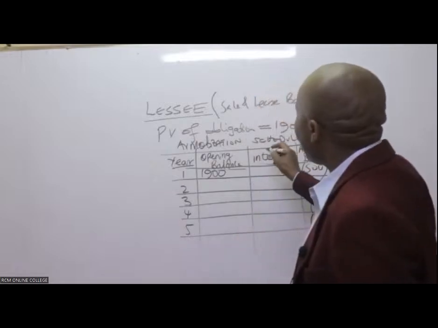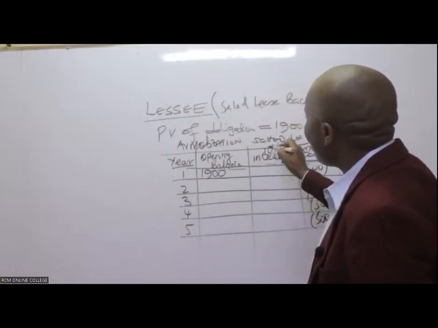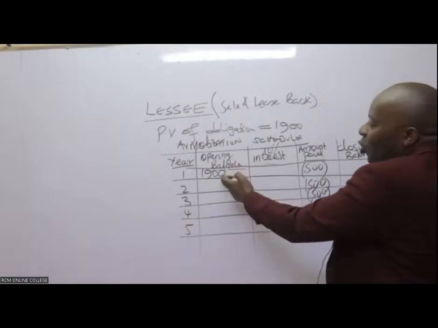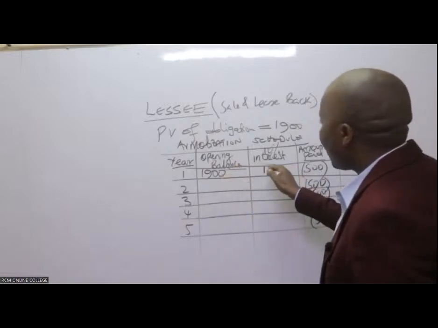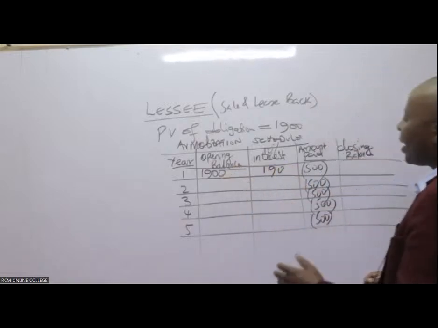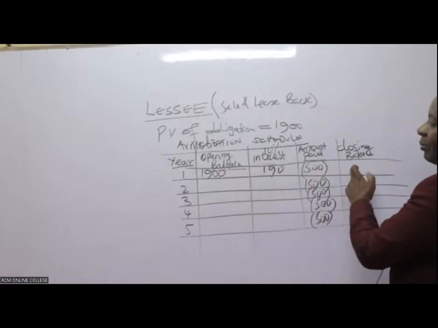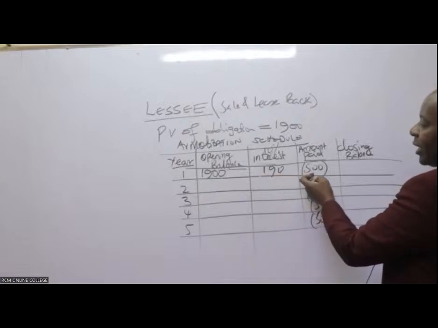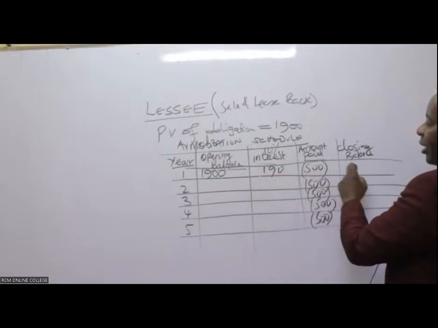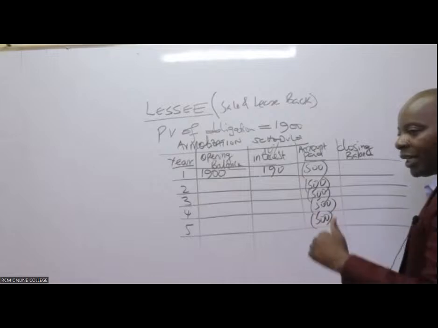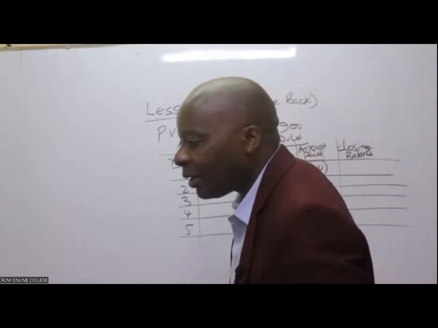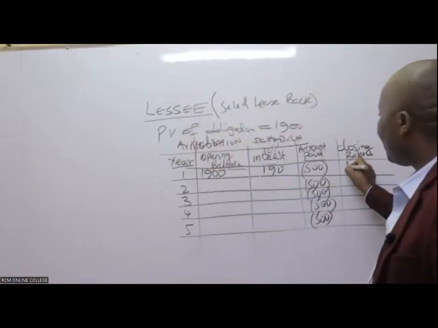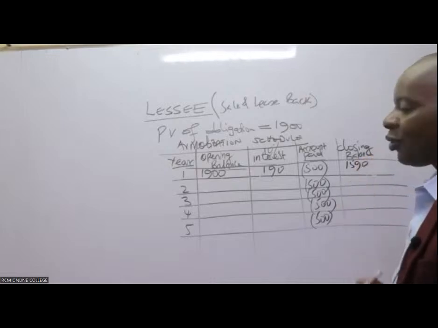So please, could you kindly calculate the interest for the first year for us? 10% of the total loan gives me 190. Then give me the closing balance. In this case, we have 1,900 plus the interest minus the amount paid. That gives me a figure of 1,590.